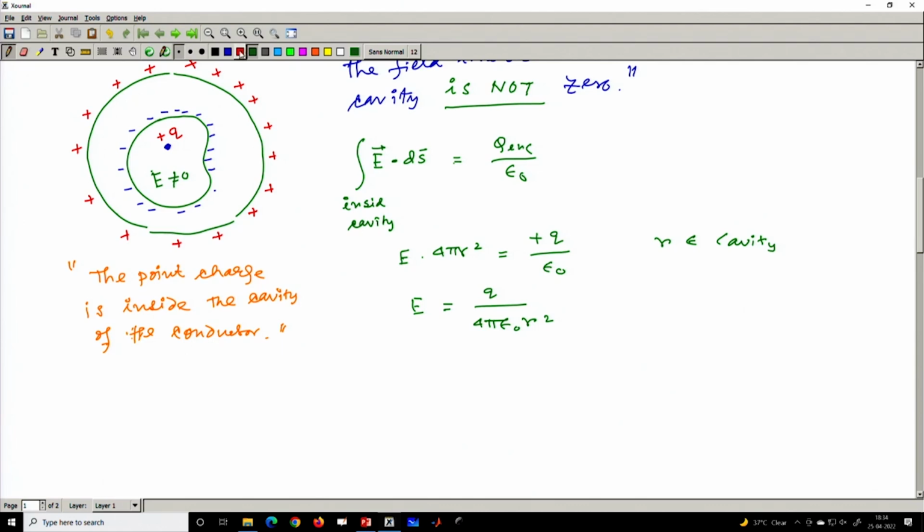But the point is what happens in this region. In this region I again need to draw a Gaussian surface. This will be my Gaussian surface now, because I want to find the electric field inside the conductor, and we already know that inside the conductor there should not be any electric field. But here the situation is slightly different, because inside the conductor we have a cavity, and that cavity contains a charge plus q. So this surface is my Gaussian surface.